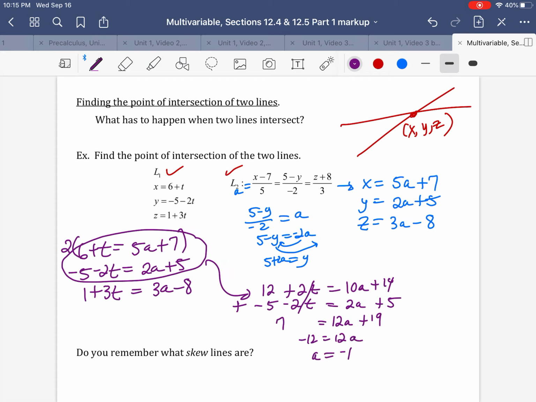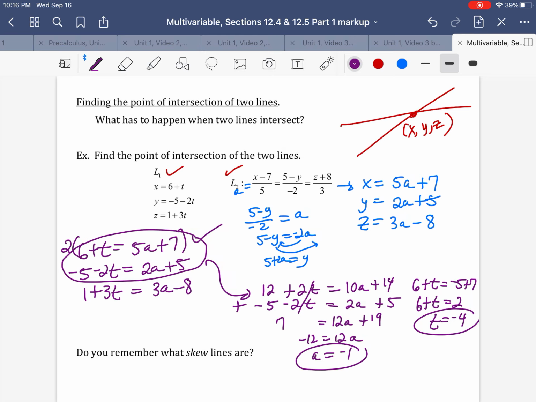And using those same two equations, if a is -1, let's plug a is -1 into this top equation here. I would get 6 plus t equals 5 times -1, which is -5, plus 7. So 6 plus t equals 2. So t would have to equal -4. All right, so let's test it out. These things are going to meet up when a is -1 and t is -4. So this is the test, to see if these two numbers are going to work.